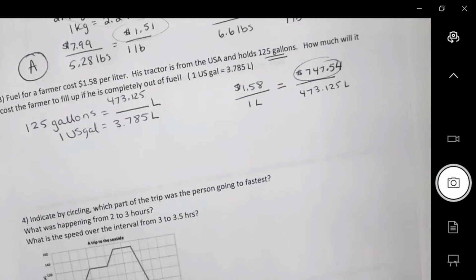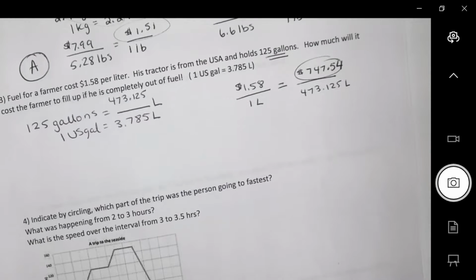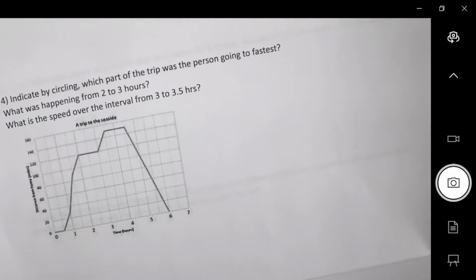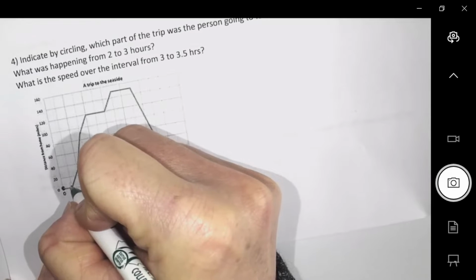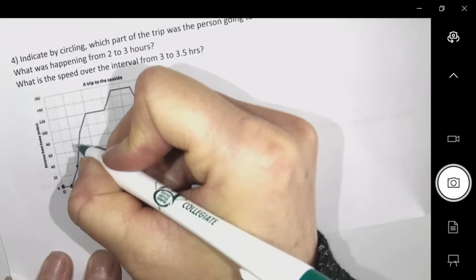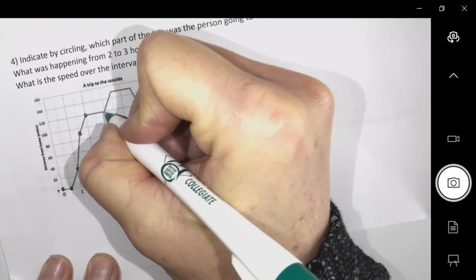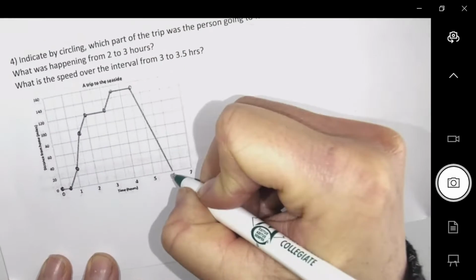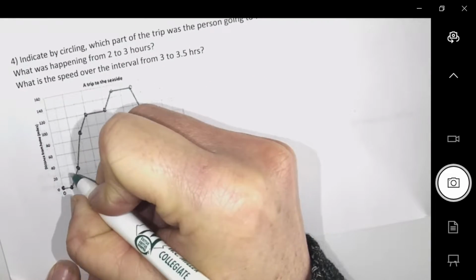Okay, does it make sense, the ratios that I'm setting up? Okay, number 4. This is a distance and time graph. I'm going to kind of talk to you about some sections here. This is kind of a section 1, section 2, 3, 4, 5. So if I put some points on where it's changing, maybe that will be helpful.